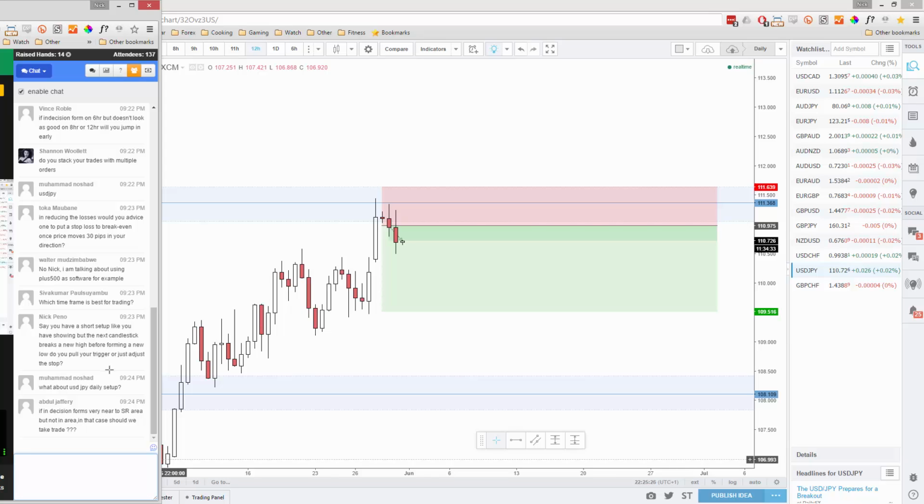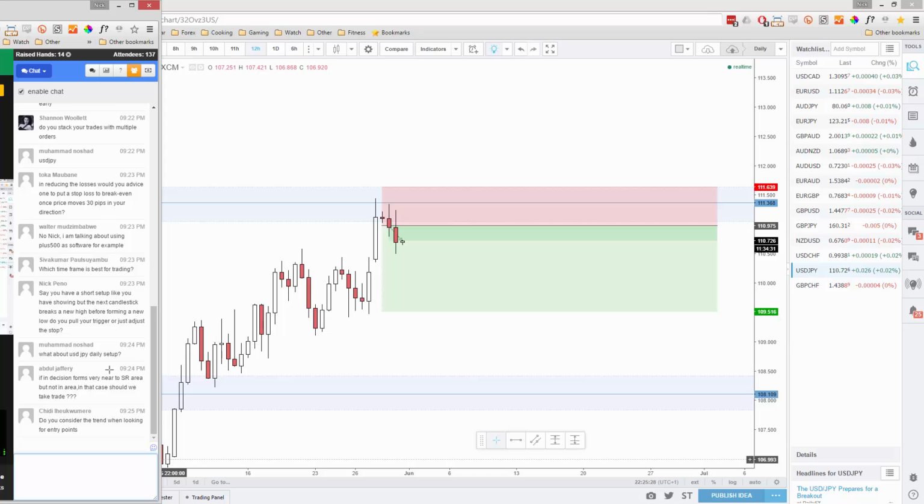In reducing stop losses, would your advice be to put your stop loss to break even once price moves 30 pips in your direction? No way. That makes no sense. 30 pips is a very arbitrary number. 30 pips on Euro JPY is something that could happen in a few seconds, but on a slow moving pair, USD CHF maybe, it could take hours for it to move 30 pips. And so it's a very arbitrary number. You can't just pick a number out of thin air.